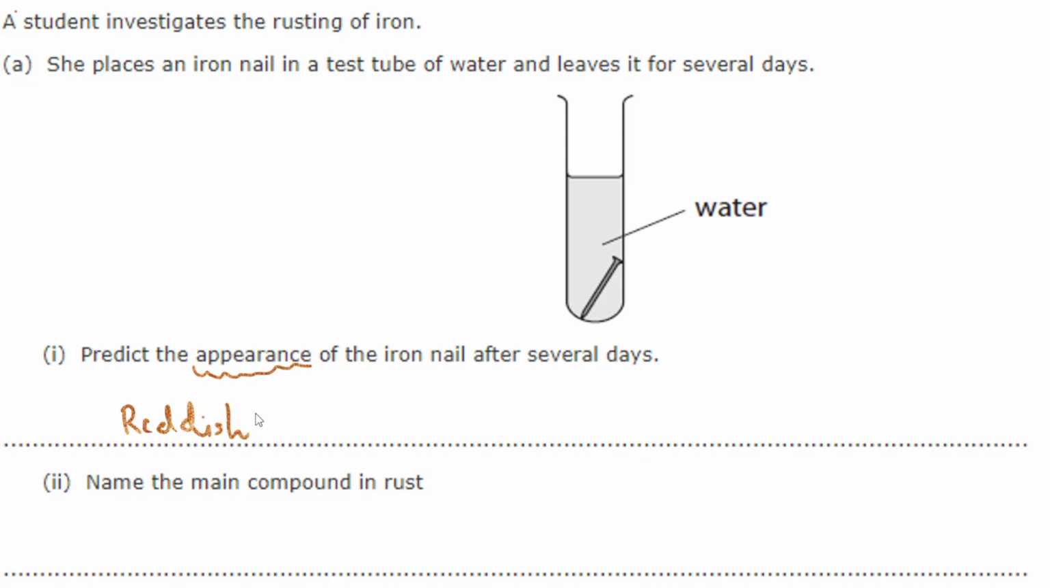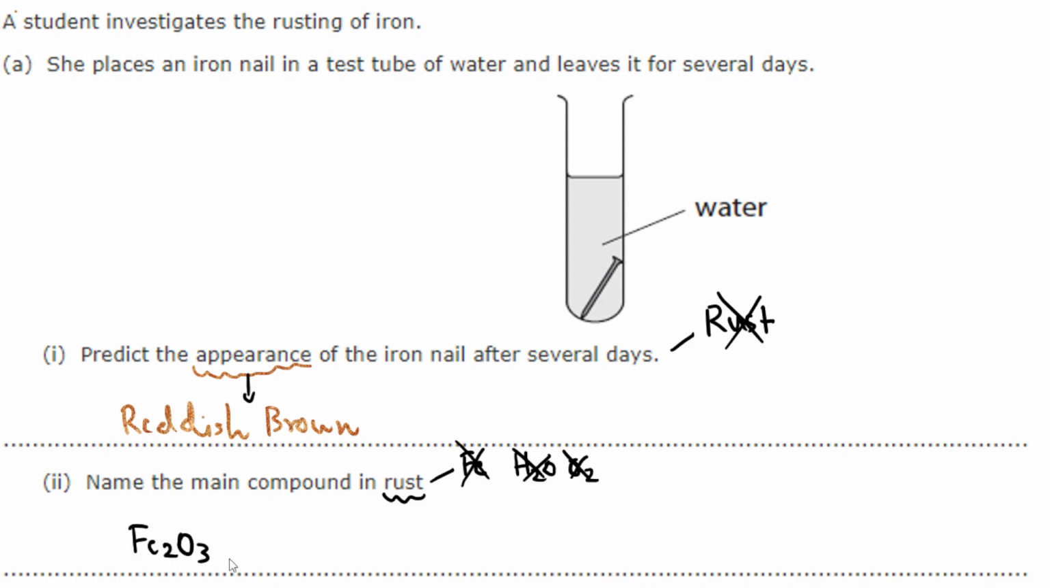reddish brown. Okay? Students often lose this mark by answering that, oh, it's going to be rust. Okay, but it's actually not the correct answer. When they ask you appearance, it's usually color, okay, precipitate, and all that stuff. Name the main compound in rust. This is also another question that students tend to make mistakes. So in rust, if you answer iron, wrong. If you answer water or oxygen, you're also wrong. It's actually everything in here. So it has to be iron 3 oxide, Fe2O3.